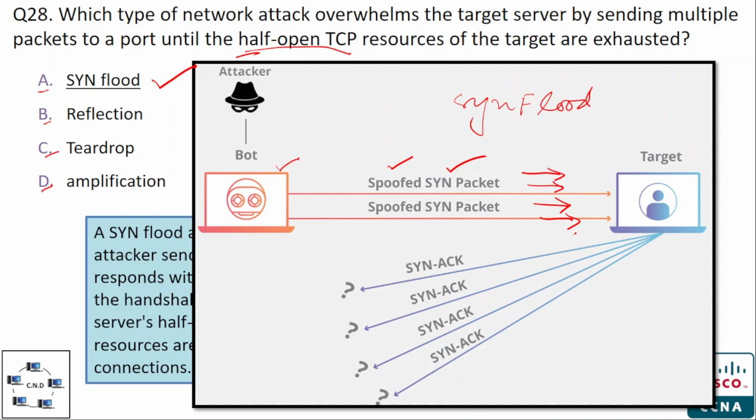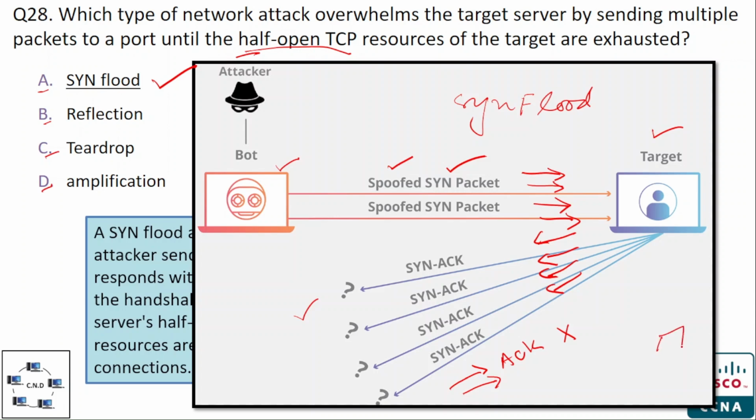The target responds to the spoofed source IP addresses. In the three-way handshake, you send a SYN, the server responds with a SYN-ACK, and then the client sends the ACK packet to complete the three-way handshake. But in this attack, the ACK packet is never sent because there are no legitimate clients to send it. And so the target is overwhelmed, and all the resources are consumed.